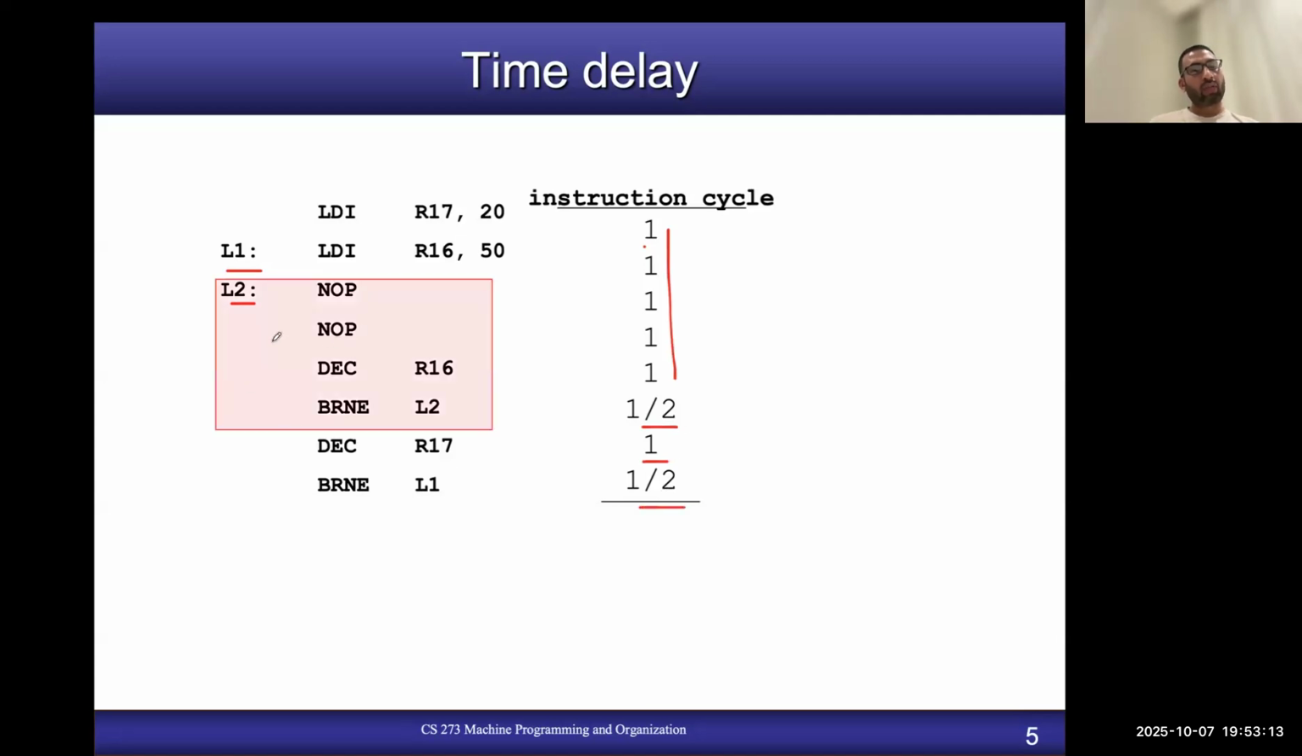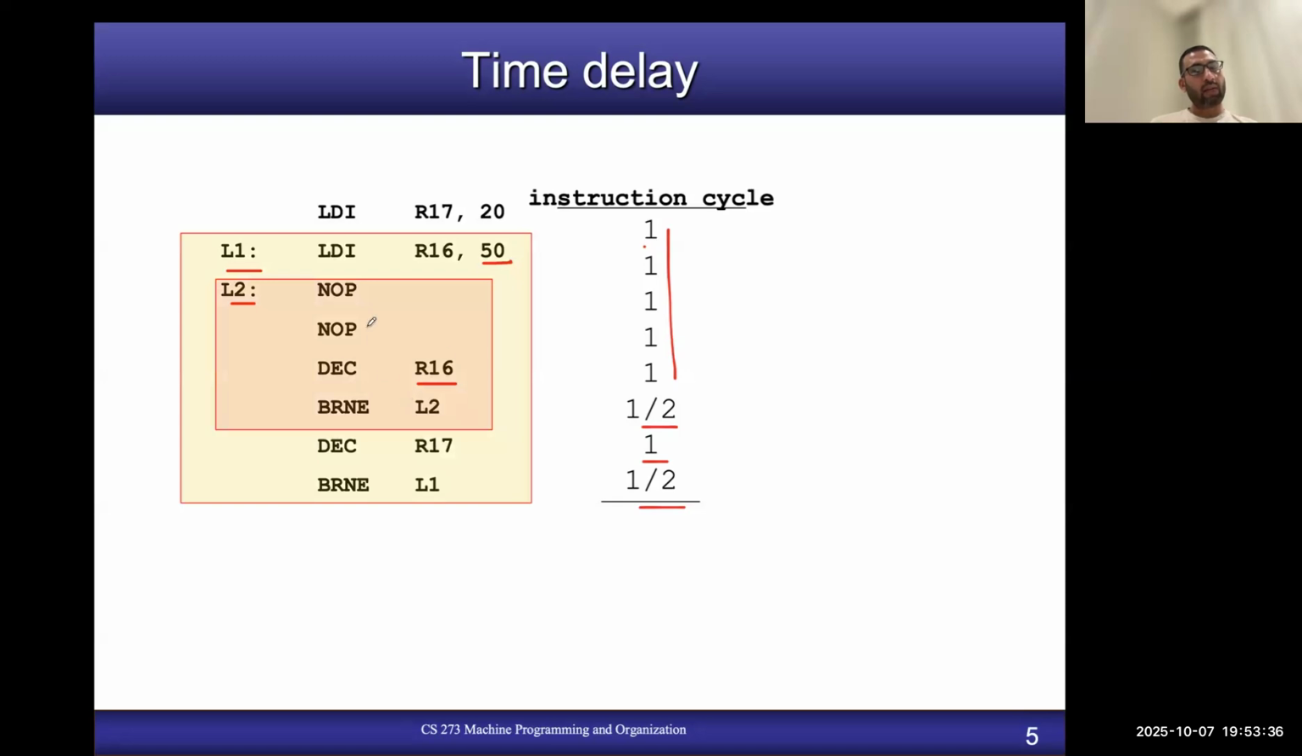So let's first focus on the inner loop. This rectangle shows you the inner loop. How many times is this inner loop executed? Remember, we are decrementing R16, so it basically means that R16 is our loop counter. What is the initial value of R16? 50. So it is executed 50 times, right?